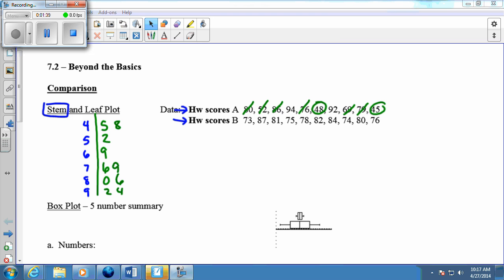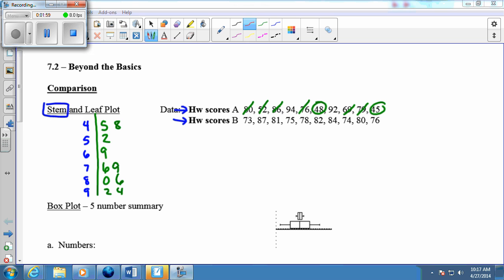So I can look at the distribution. This person was spread all over in terms of their test scores. They weren't very consistent because they had some in the 40s and they had some in the 80s and 90s. If I look at homework scores for B, I don't have any 40s, 50s, or 60s. And so what I need to do there is just leave them blank.